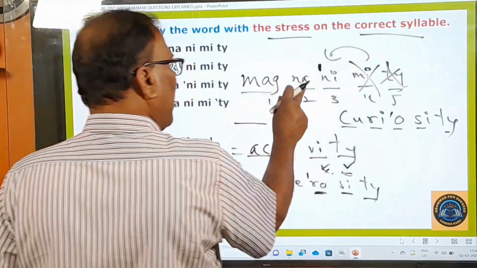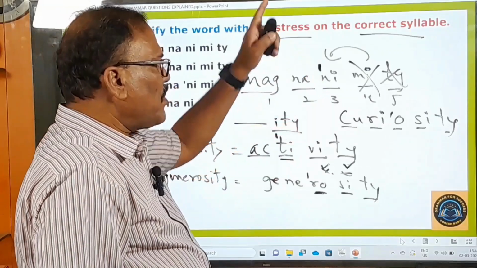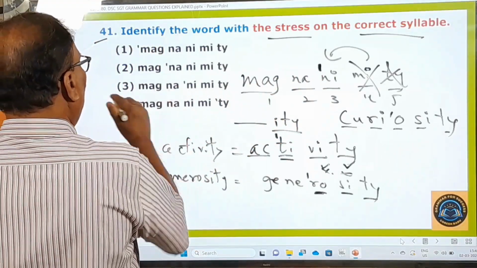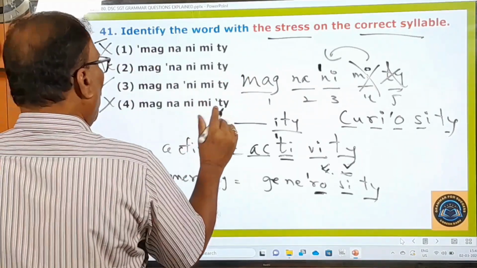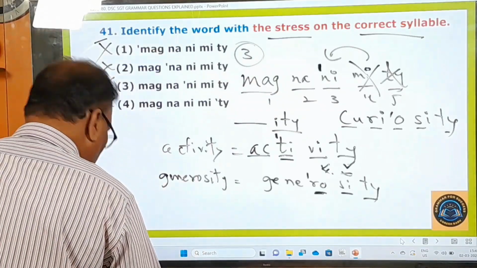So you have to say magnanimity. So here you have to stress this syllable. So where is this magnanimity? The third one is the right one. First one, second one, fourth one are wrong. Only the third one is the right one. Now let's move on to the next question.